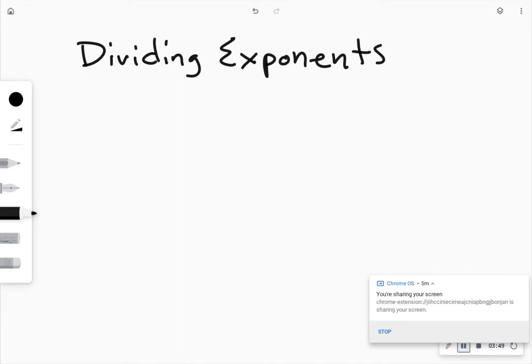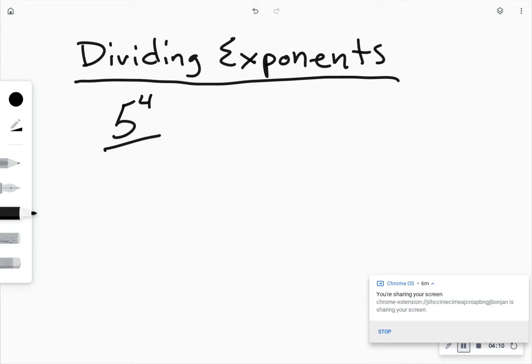So that's multiplying exponents. Now let's talk about dividing exponents. Okay, so when we're multiplying exponents, we are adding the exponents. When we're dividing exponents, anybody have an idea of what we're going to be doing? Yeah, we're going to be doing the opposite of adding. We're going to be subtracting the exponents. So let's take an example here. Let's say I have 5 to the fourth, and that is over 5 squared.